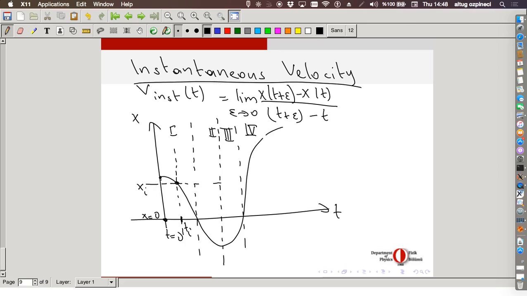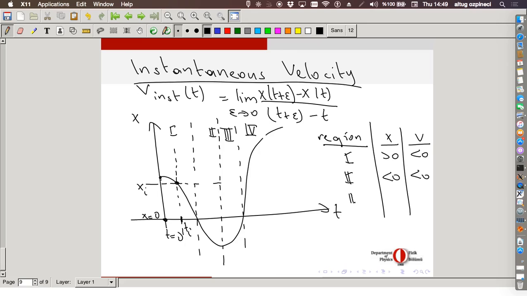So let's just write it down here. In region 1, the position and the velocity: in region 1, the position is positive, velocity is negative. In region 2, position is negative, velocity is negative. Region 3, position is negative, velocity is positive. And region 4, position is positive, and velocity is positive.